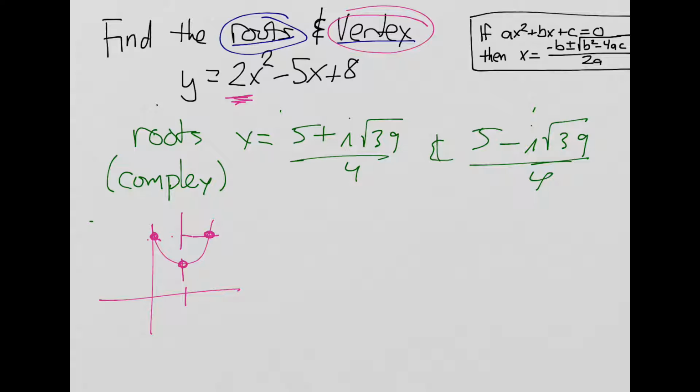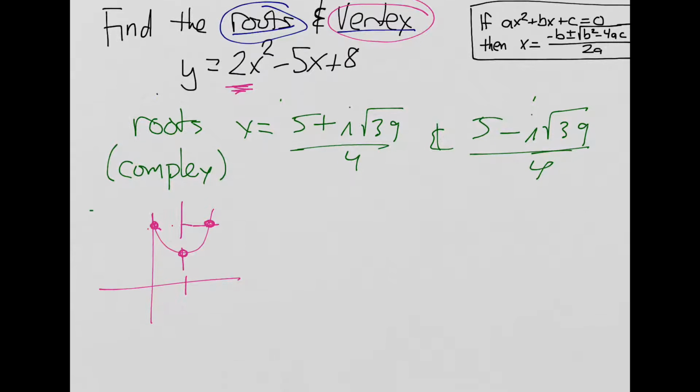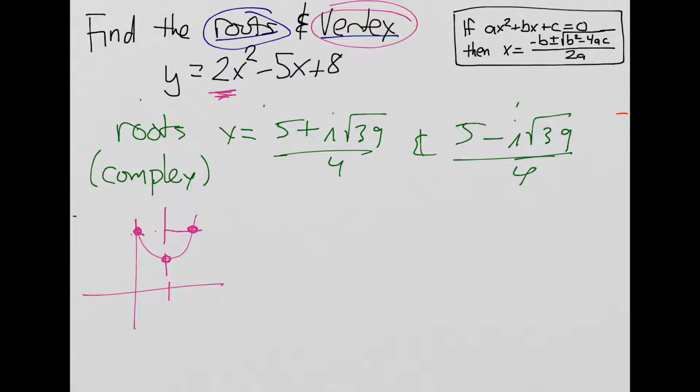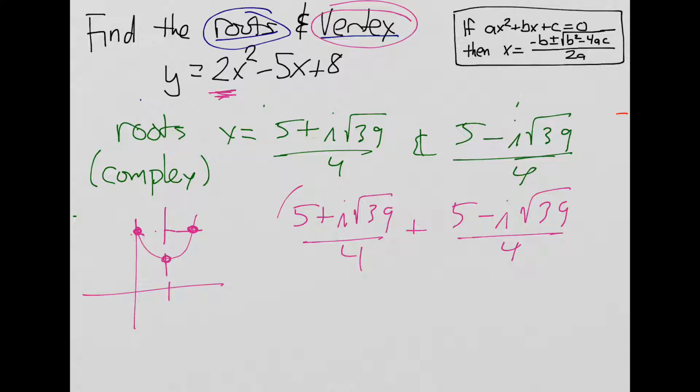I can do this idea even if the roots are not real. So what I'm going to do is average my roots. So I'm going to take 5 plus i times the square root of 39 over 4 plus 5 minus i times the square root of 39 over 4 and divide that by 2.